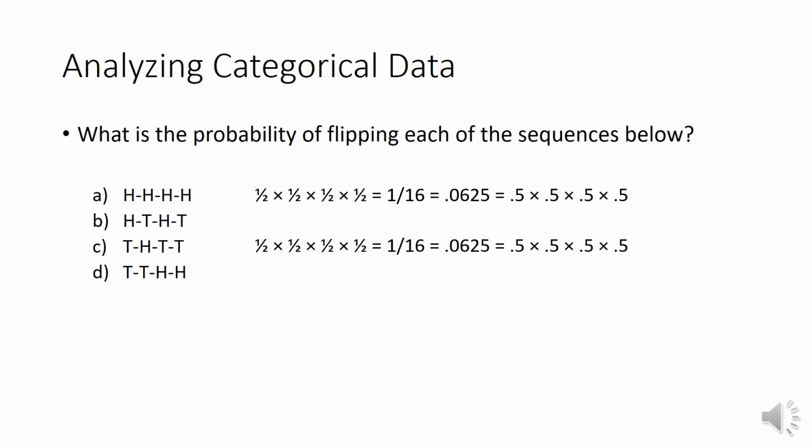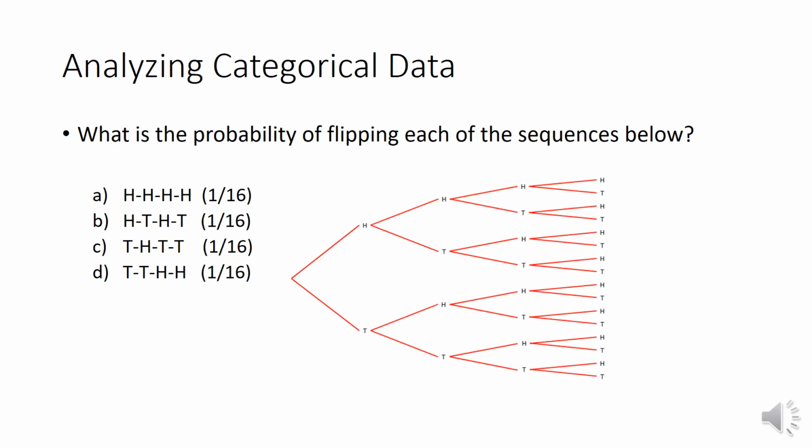Now, to make sure that this is perfectly clear, let's look at this again using what I'm going to call the branching method. All right, so here I've used the branching method. The first flip can be either heads or tails. The second flip can also be either heads or tails. The third flip can be either heads or tails, and the fourth flip can be either heads or tails.